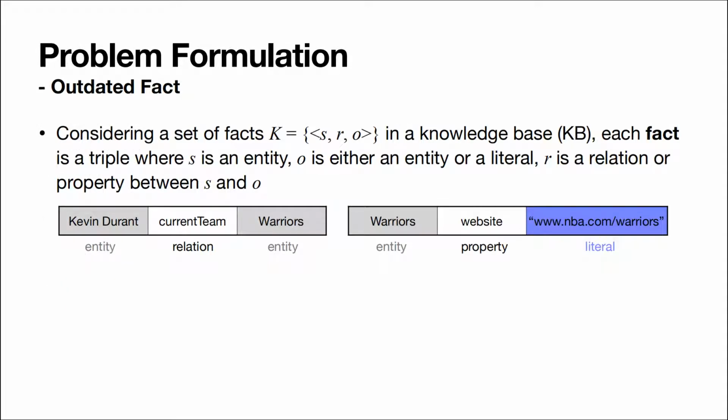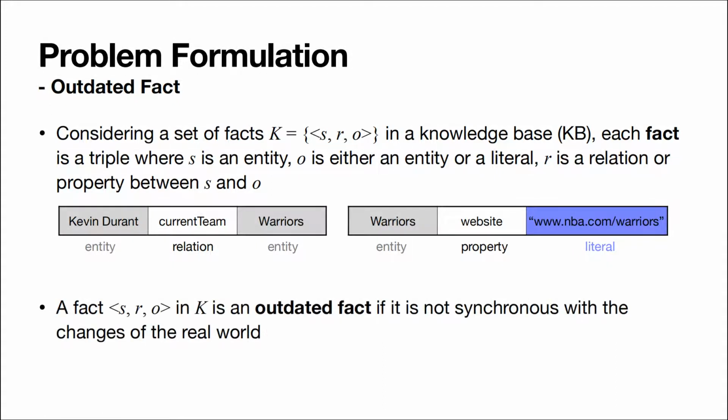Now, I will give the formal definitions of our problem and related concepts. First, we figure out what is fact. A fact in the knowledge base is a triple, where S is an entity, O is either an entity or a literal, R is a relation or property between S and O. For example, Kevin Durant and the Warriors are entities and their relation is current team. This URL is a literal and it's a property of Warriors.